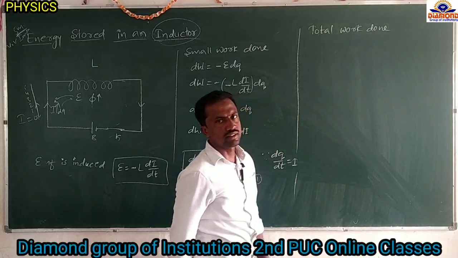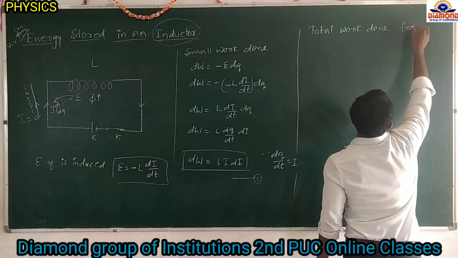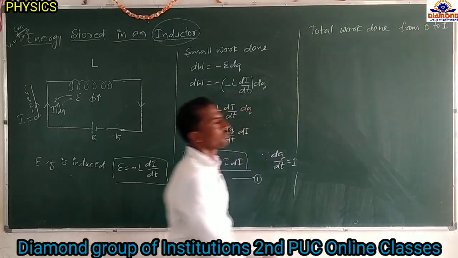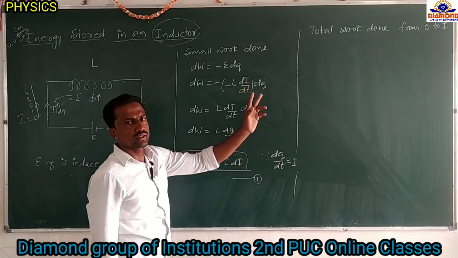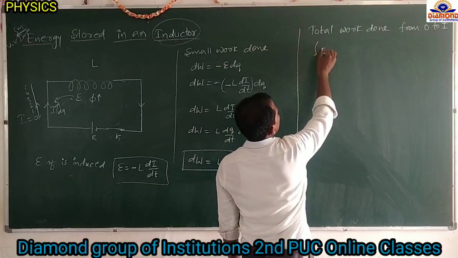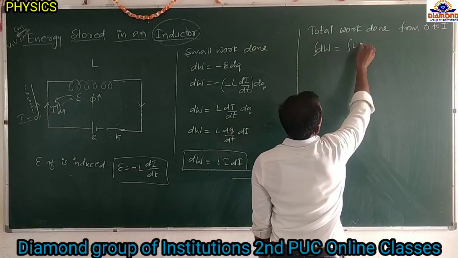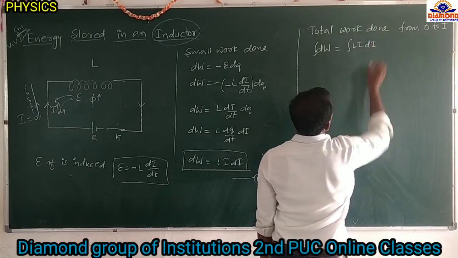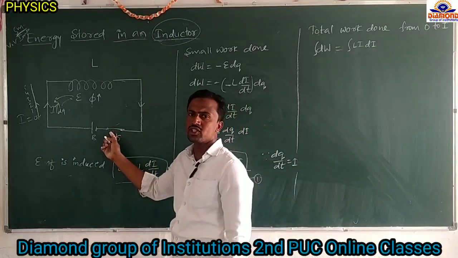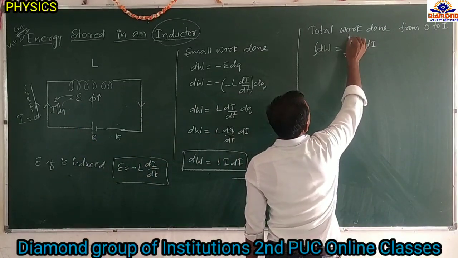Okay, establish the current from 0 to I. Then total work done. To calculate the total work done, we are integrating this equation. We are writing integration of dw equals integration of L i di. What is the limit here? 0 to I. Because initially the current in the circuit was 0, and later the current established in the circuit is I. We are writing 0 to I.